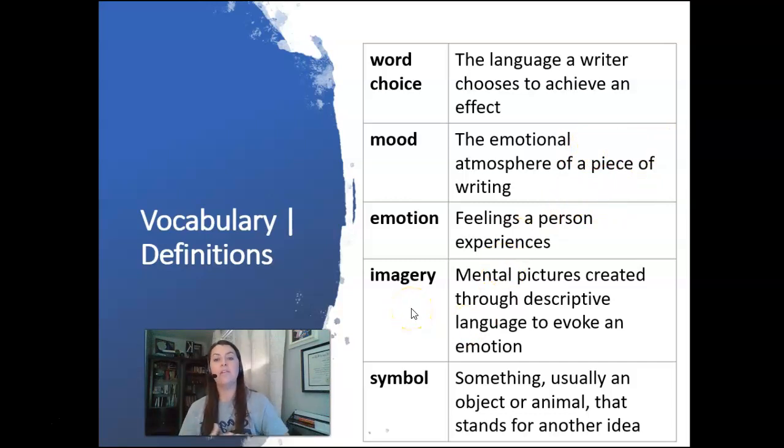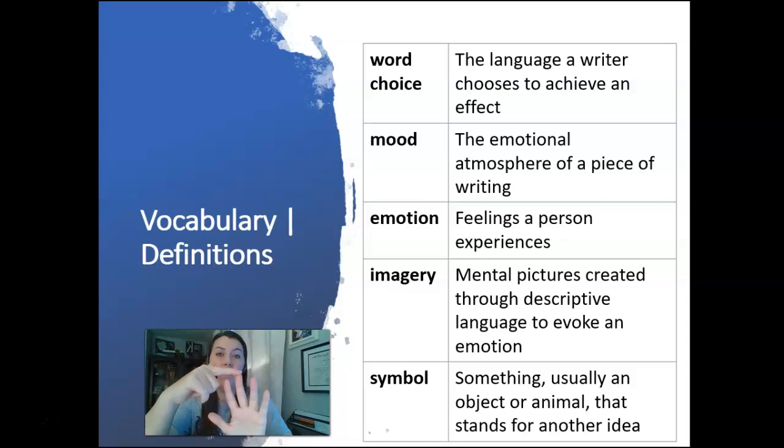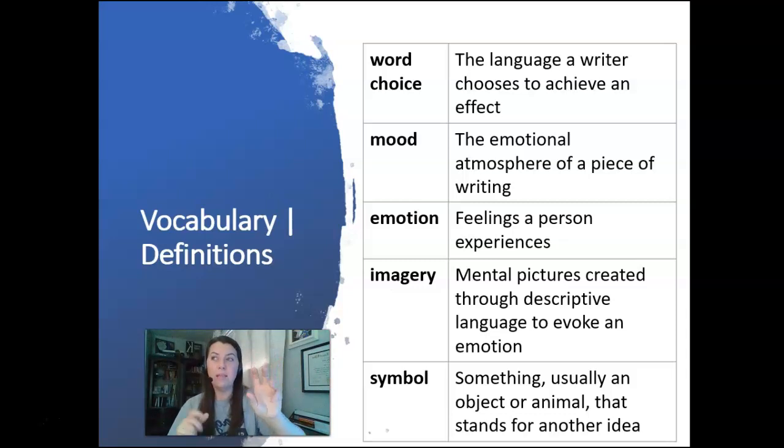And then finally, what we're going to spend a couple of minutes on here in just a second are imagery and symbols. In literature, imagery is a mental picture that's created through descriptive language to evoke an emotion. Imagery is created using the five senses, okay? Authors tell us how things look, how they sound, how they feel, how they taste, how they smell. They create this very vivid imagery so that we can create a picture in our mind.